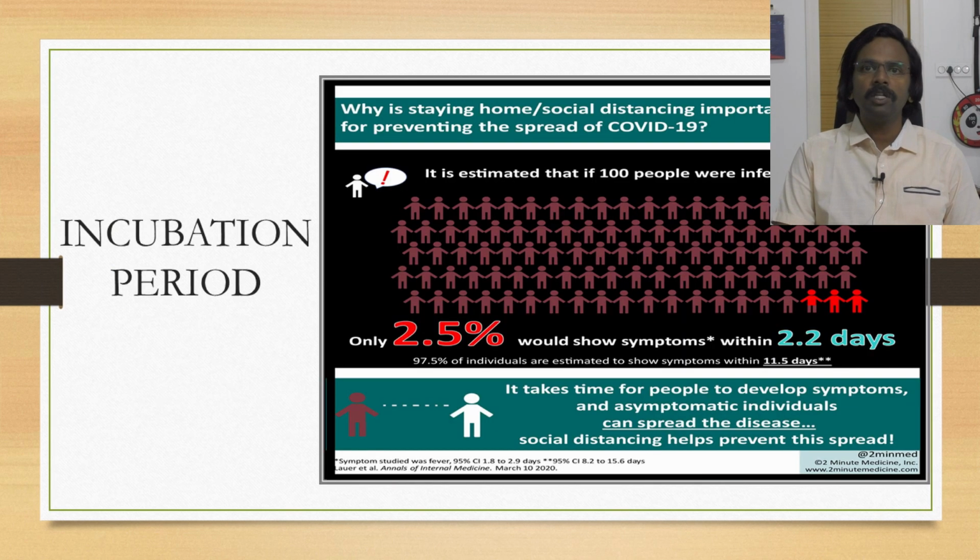So why is social distancing important? Because we know, by looking at this slide, that even an asymptomatic individual can transmit the infection, and we don't know who is a carrier. So social distancing and staying at home can prevent transmission and break the chain.